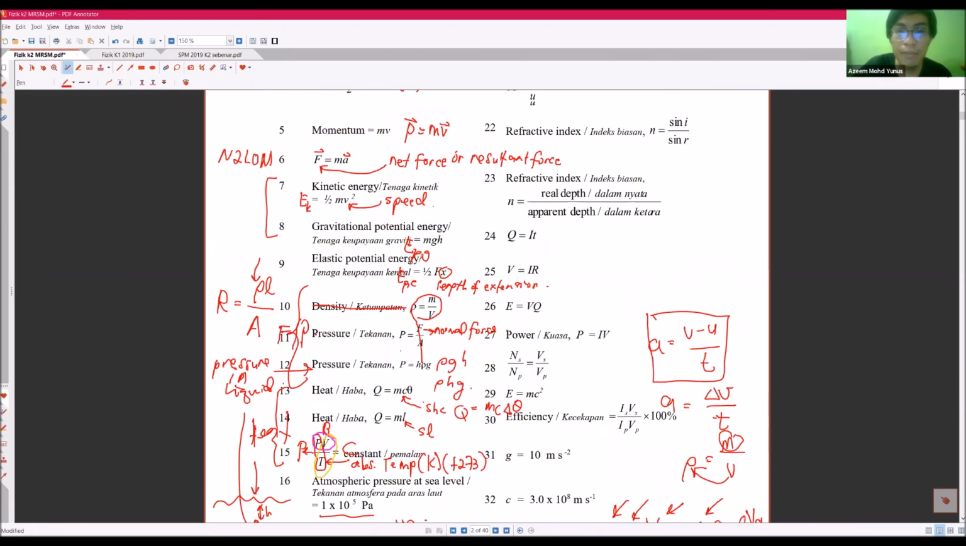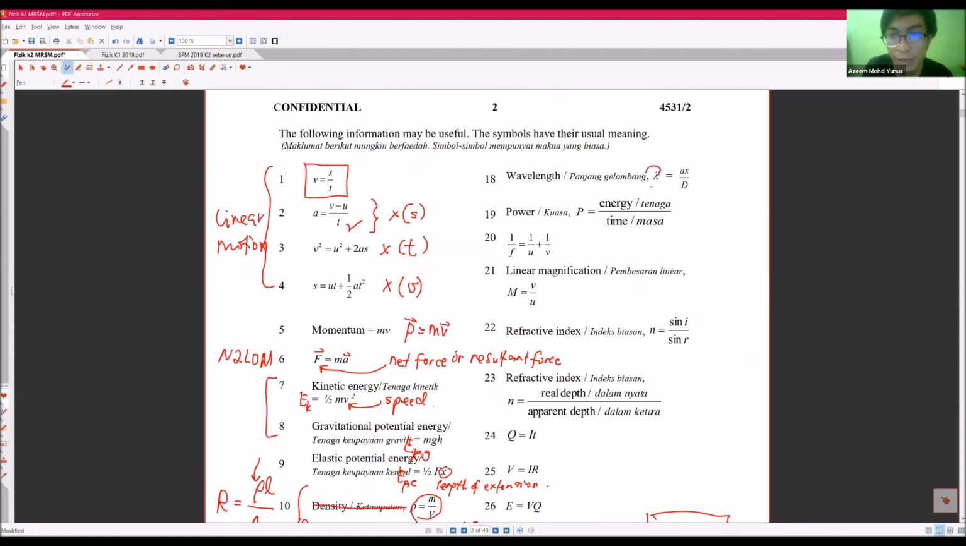Okay, so let's see number 18, wavelength as well. Lambda equals ax over d is for interference. This is the hardest formula to memorize. a is actually for aperture. The original word is aperture. It is the distance between two slits. Aperture is commonly used in cameras for the size of the lens opening, right? So in terms of waves here, it actually means the distance between two slits.